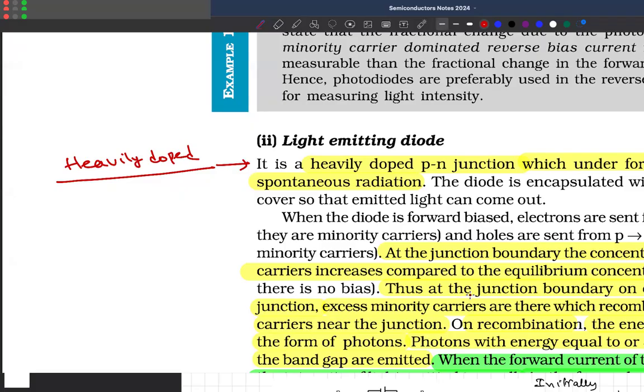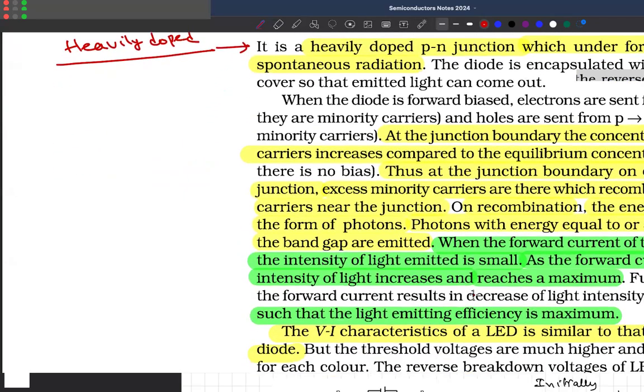So in the forward biased mode, when the forward current of the diode is small, what you will notice is that fewer recombinations take place. So less intense light will be given out. When the current is high, there are two problems. When the current is very low, intensity is low. As you increase it, intensity increases. As you increase further, the intensity decreases again. Why? Because without recombination itself, the electron will pass nearby the region of the hole.